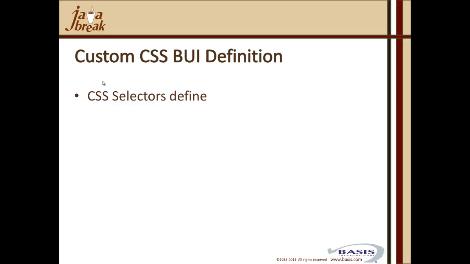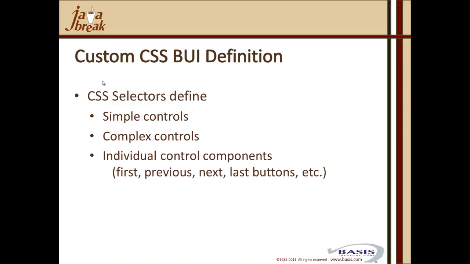You have a custom cascading style sheet browser user interface definition, and your CSS selectors will define simple controls, and you can change the complete look and feel of a control with CSS. You can change complex controls. You can change individual control components. For example, first, previous, next, last buttons, etc.